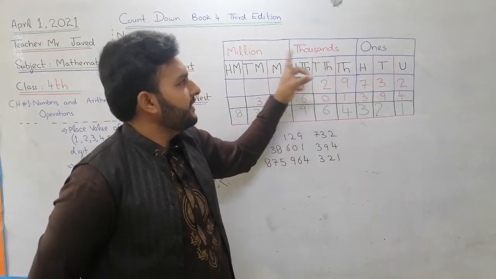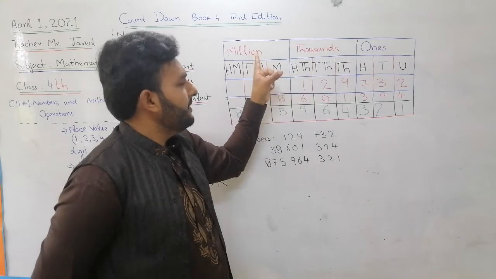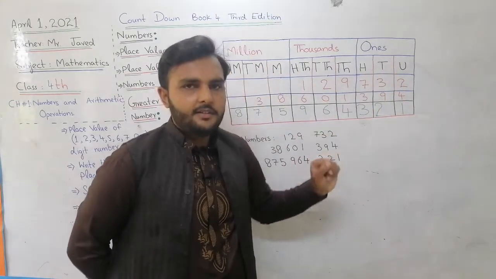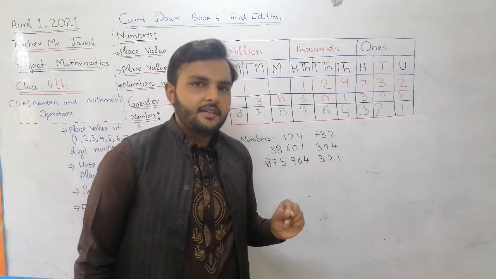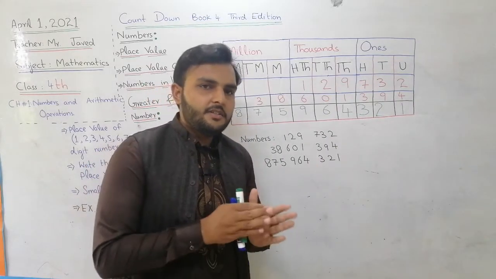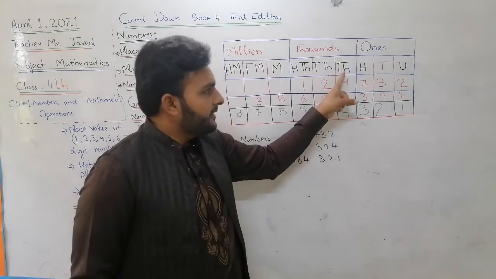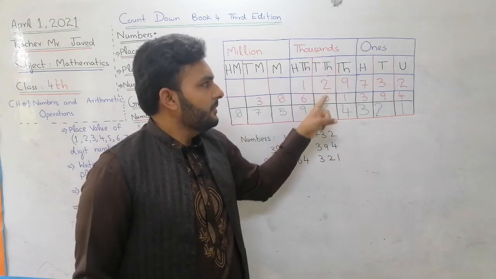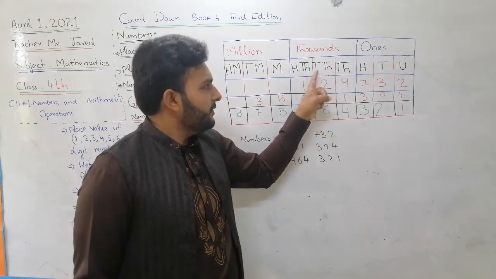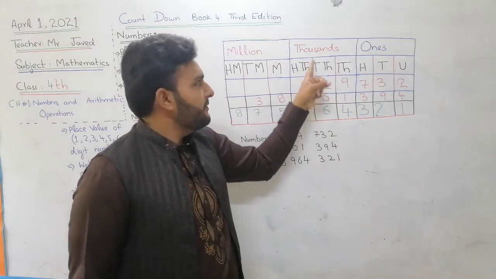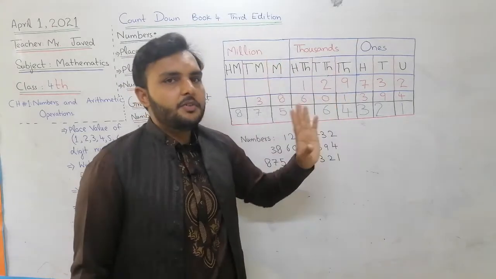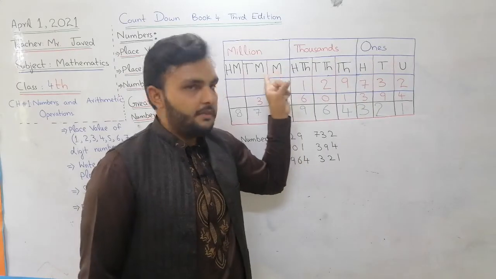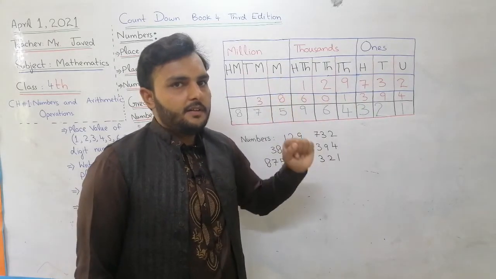This table has three basic boxes: ones, 1,000 and million. In the ones box, there is unit, 10, 100. The first thing you will repeat: unit, 10, 100. The next is 1,000. In the 1,000 column, there will be 1,000, 10,000, 100,000. If you forget this one, no issue.